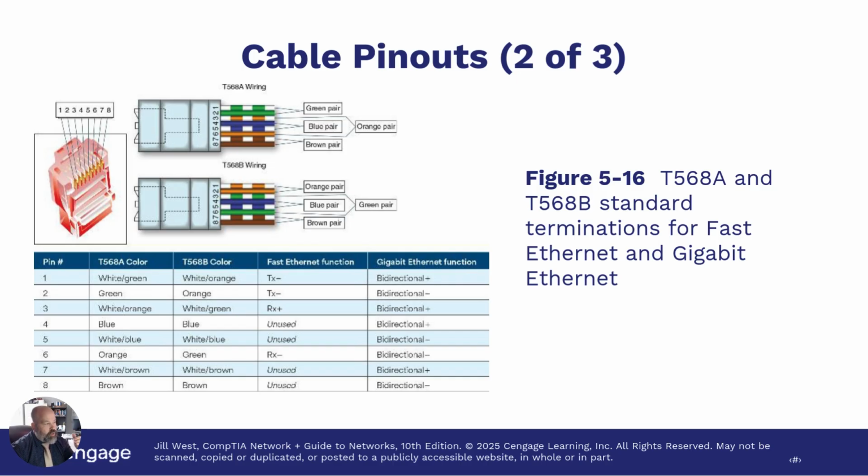So this is the actual wiring schematic of both different styles of wiring. Basically the orange and the green pairs swap positions between the two different types of standards. The table below that shows which pins handle the transmit, which pins receive, and which pins are bidirectional for fast Ethernet and gigabit Ethernet. It's like having different languages that say the same thing. Both work perfectly, but everyone involved needs to speak the same language.